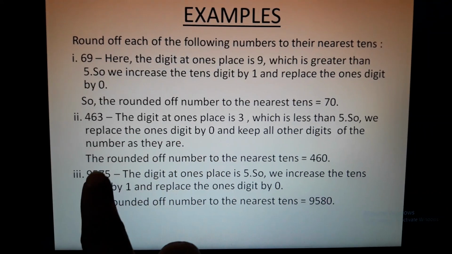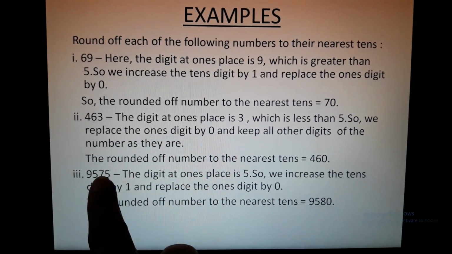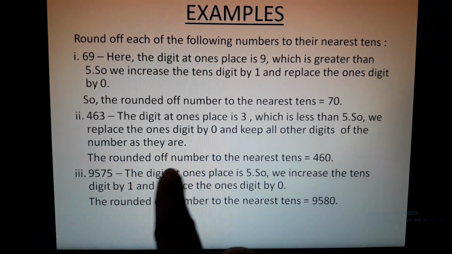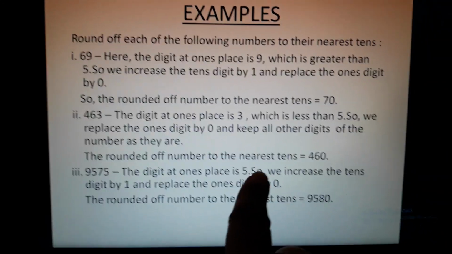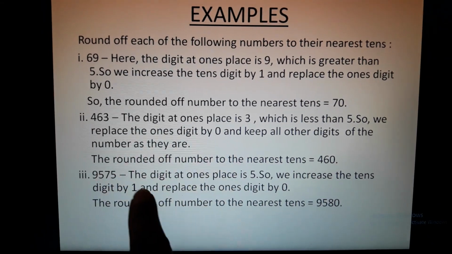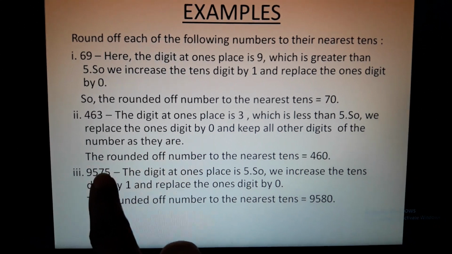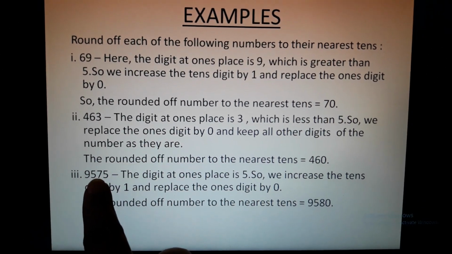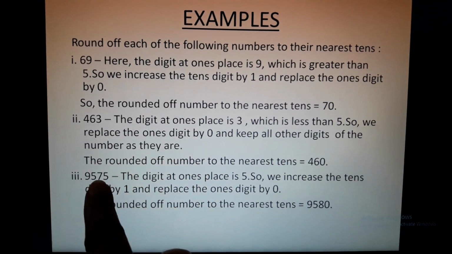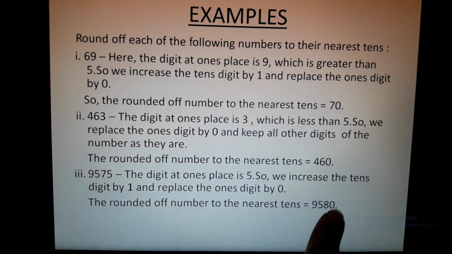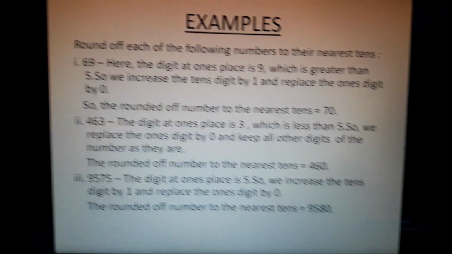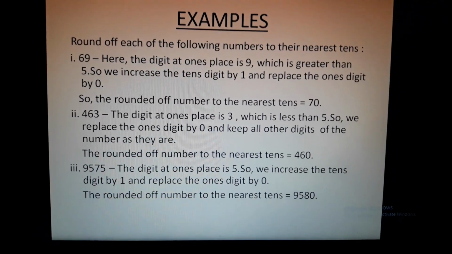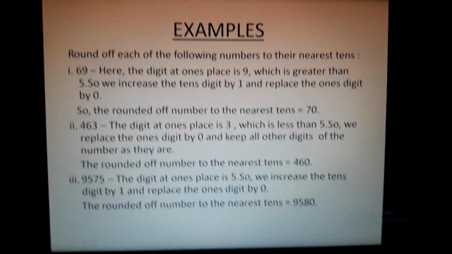Now let's see another example. We have 9575. If we observe the digit at the ones place, it is 5. So we have to increase the tens digit by 1. This tens digit, that is 7, we increase by 1, so it becomes 8. So the rounded off number will become 9580. In this way you have to round off a number. You have to follow the steps.